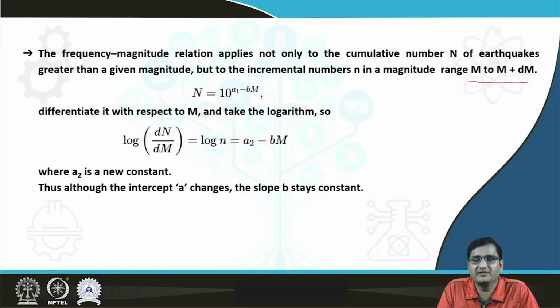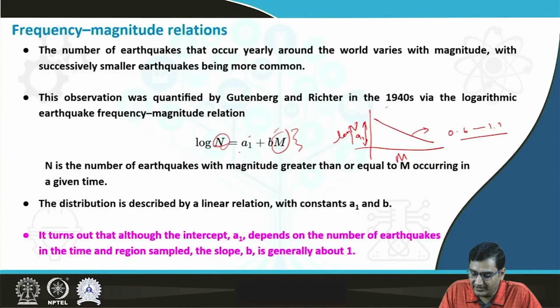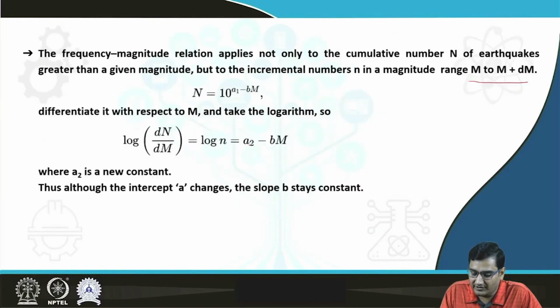So far we have been seeing the number of earthquakes greater than a particular magnitude, but you can also see this relationship also holds true for the incremental number of earthquakes, that is n in a magnitude range of m plus dm and m. So when you remove the log from this equation, it will become something like this: n is equal to 10 to the power a1 minus bm.